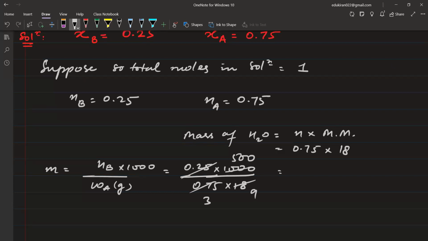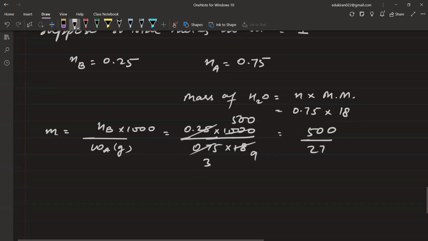What else can we do? Can we do anything else here? No, nothing. 500 divided by 9 times 3 is 27. Approximately how much will this be? If it was 25, it would be a bit less than 20. If it was like this, 500 upon 25, then 20 would be the answer, but it is 27, so it will be slightly less than 20, somewhere around 18 or 19 it would be. Please calculate this.